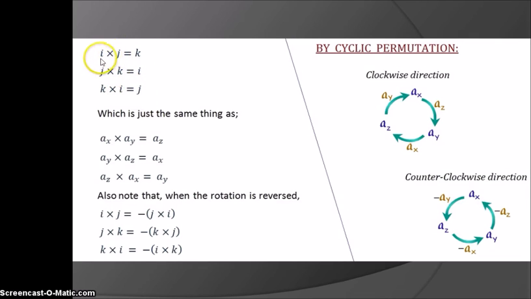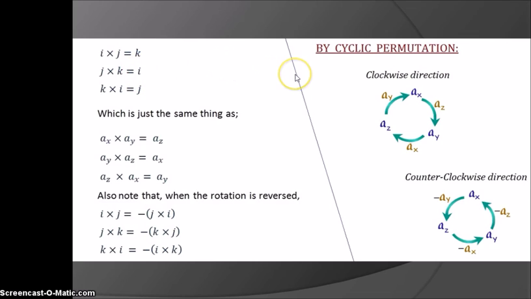Meaning that if you multiply these two in the cross multiplication sense of it, you'll get the third element in the Cartesian. Multiply j and k, you get i, which is the other third element of the three-dimension rectangular Cartesian coordinate system.